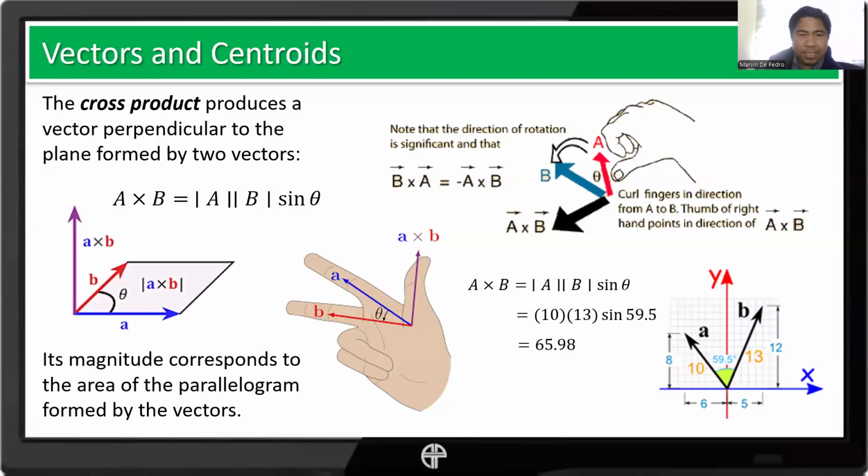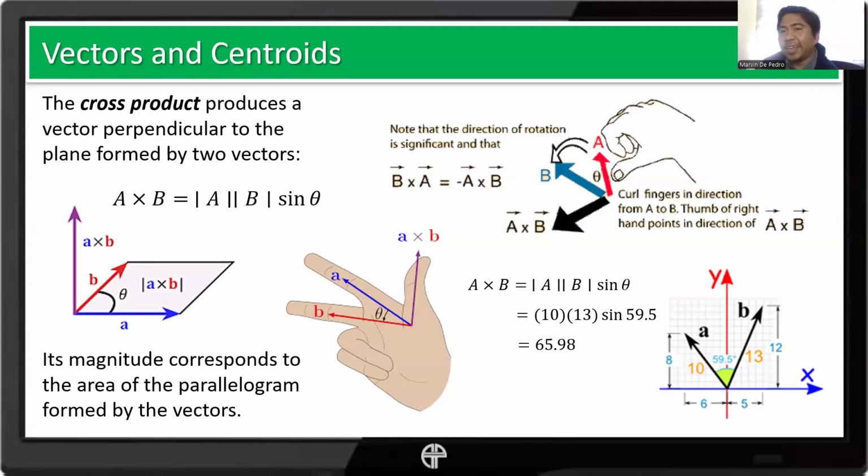The magnitude corresponds to the area of the parallelogram formed by the vectors. One way to solve for it is to solve for the area of the parallelogram, which is actually this one. Just multiply A and B, and then multiply by the sine of the angle, and that's it. That's where we got this formula. This is basically the formula for the area of a parallelogram.